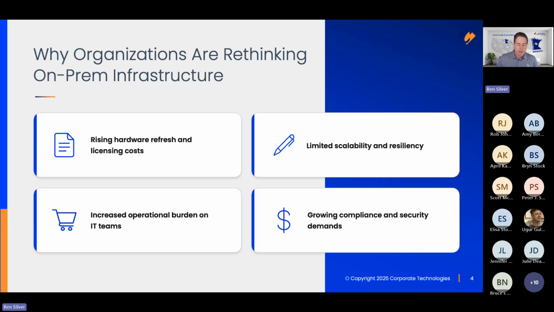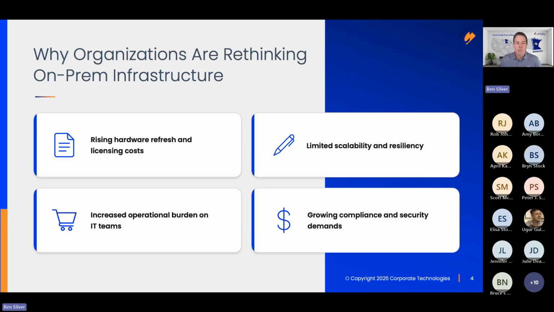Another problem that going to the cloud solves, or why to move off of on-prem infrastructure, is limited scalability and resiliency, right? You are buying to plan for capacity in the next 5 years, not necessarily just paying for what you need today and then investing when you need those upgrades.